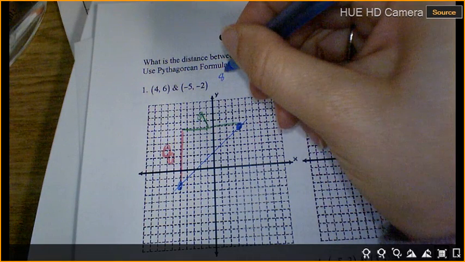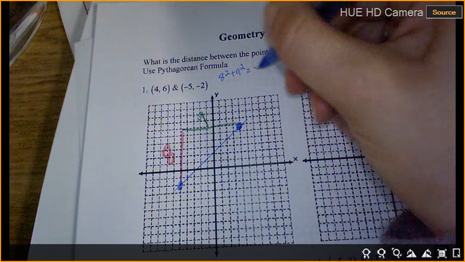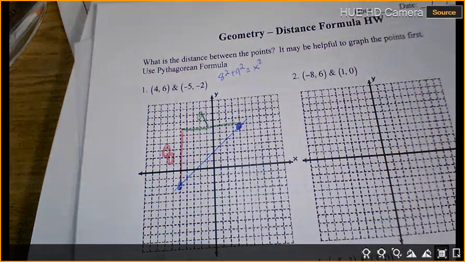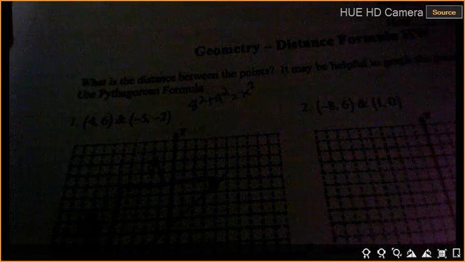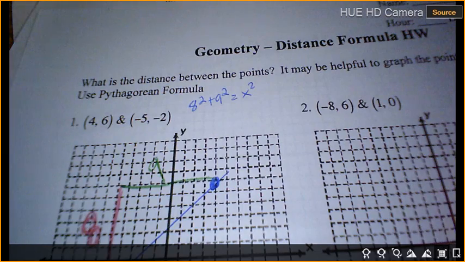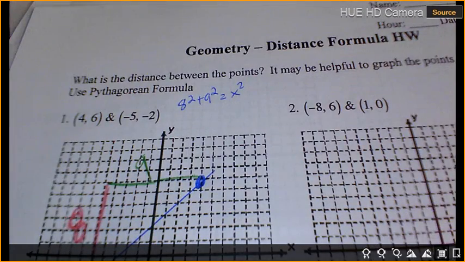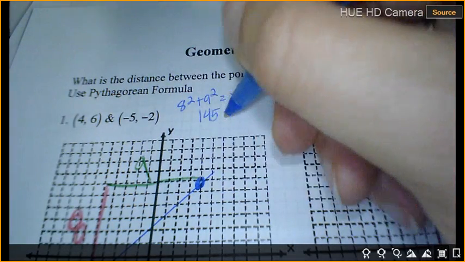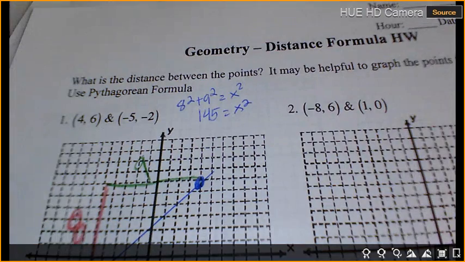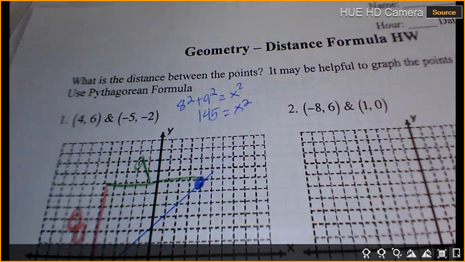8 squared plus 9 squared equals x squared. And then I can simply put that in my calculator. 8 squared plus 9 squared gives me 145 equals x squared. And I take the square root of 145, and I get 12.04.